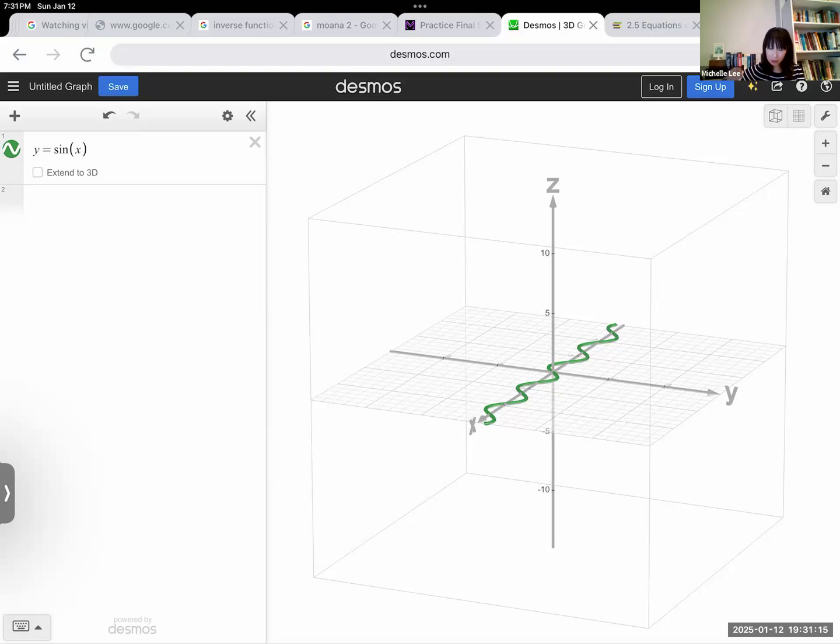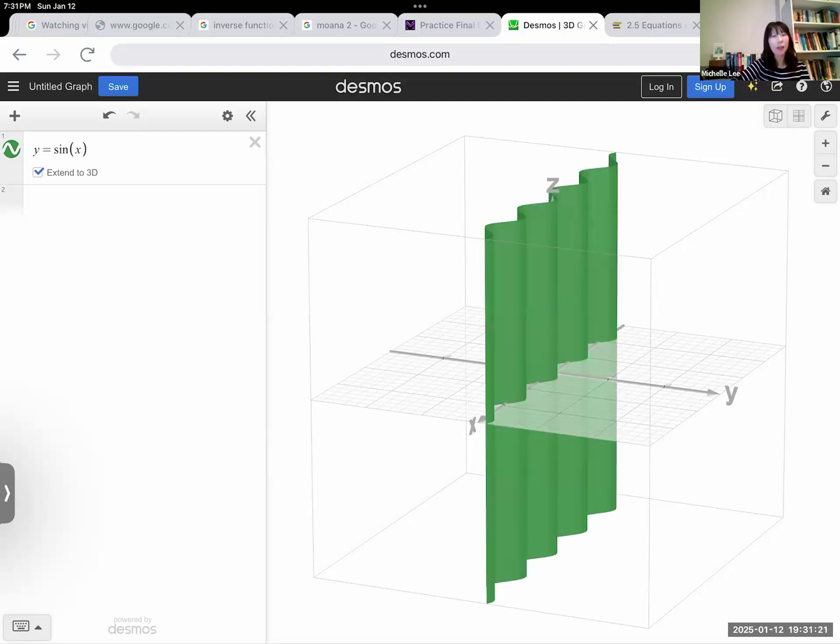2 dimension. Okay, what if we extend to 3 dimensions? y equal to sine x. So missing variable, which is z. So open up the z-axis. Can you see that? Ruling parallel to the z-axis, right? Yeah. Can you see that? And then the periodic curve is like this.